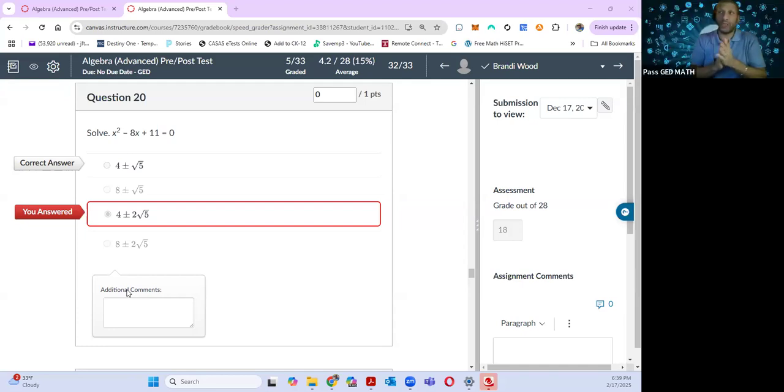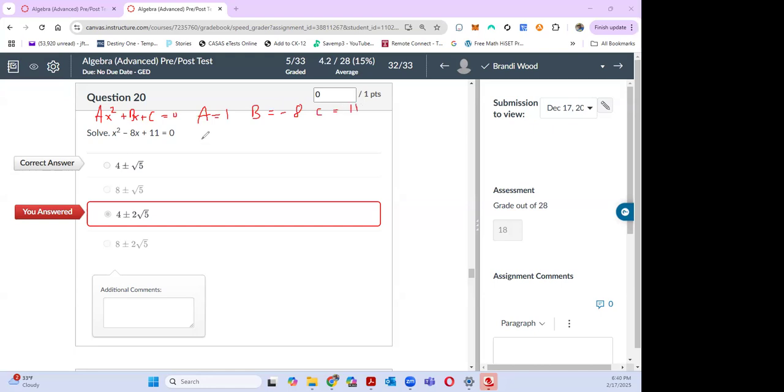So what I'm gonna do is show you how to do this problem using the quadratic formula. Then I'm gonna show you how to do it using the calculator. Again, this is considered a difficult problem. ax squared plus bx plus c equals 0. My a is 1, my b is minus 8, my c is plus 11.